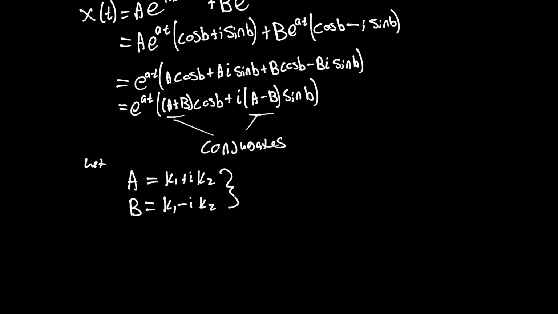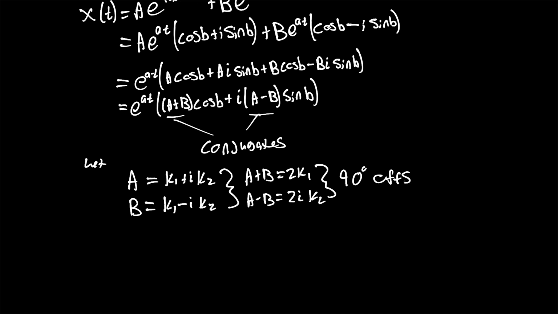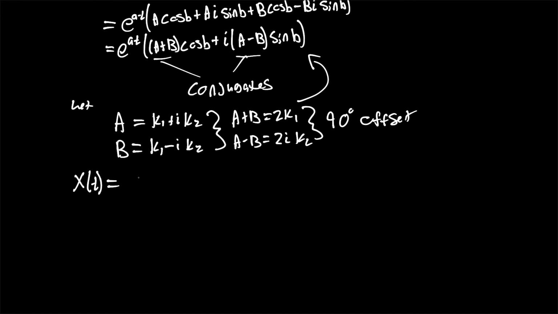which basically tells us A plus B equals 2k1, A minus B equals 2i k2. And again, these are arbitrary numbers, but we see here that these are offset by 90 degrees, since one of them is real, the other one is complex. So we can take this result and plug it back into the equation. We're going to write out our equation here. We'll plug in A and B.